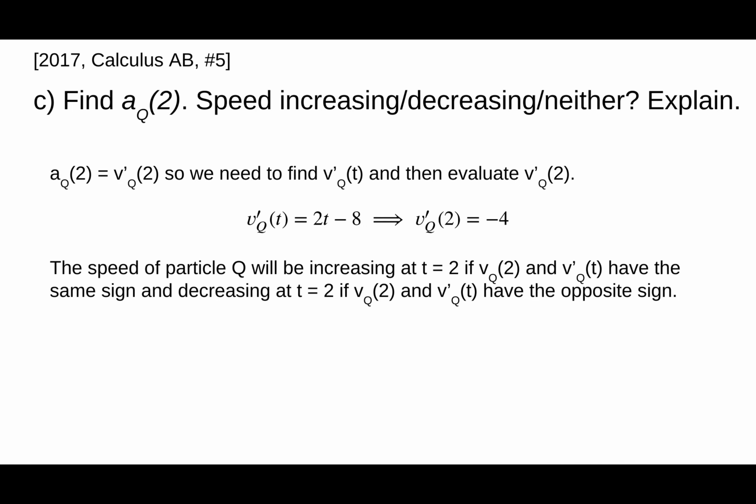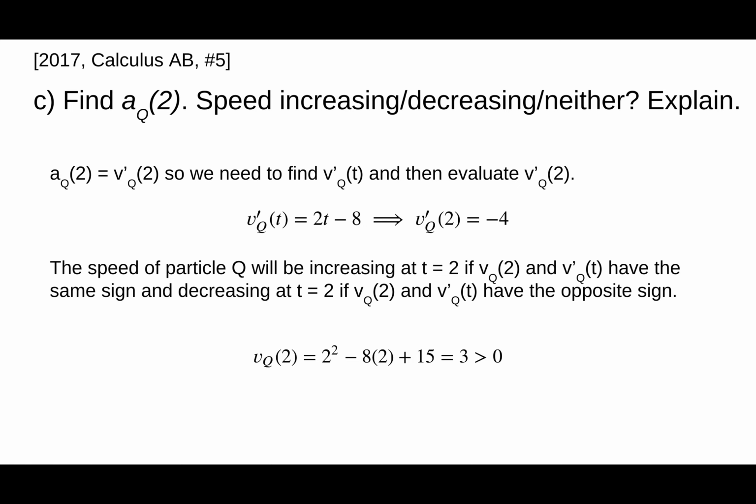However, the speed of particle q is going to be increasing at t equals 2 if vq of 2 and v prime q of 2 have the same sign, and decreasing if they have opposite signs. So we have to check the sign of vq of 2. We already know v prime q of 2 is negative. We can evaluate vq of 2 pretty easily. That's just 2 squared minus 8 times 2 plus 15. It equals positive 3. And what's important here is that 3 is greater than 0.